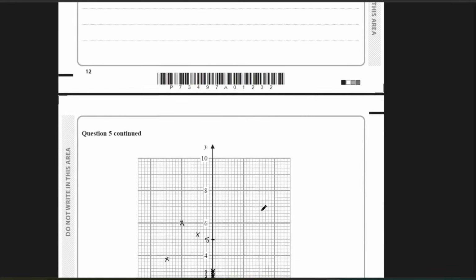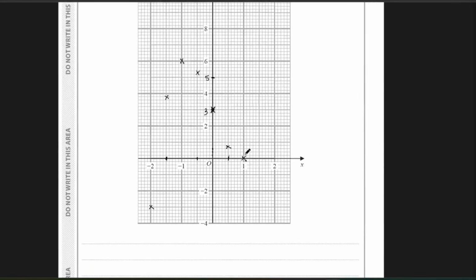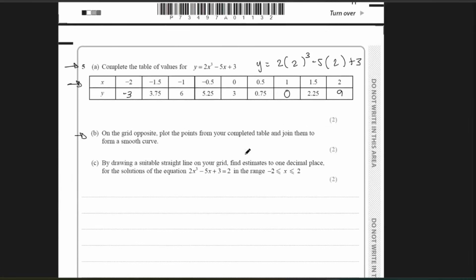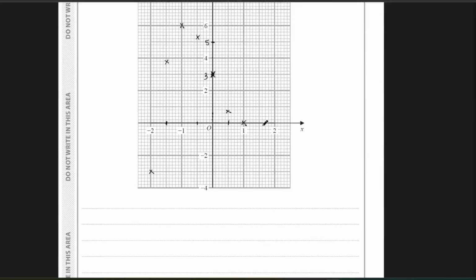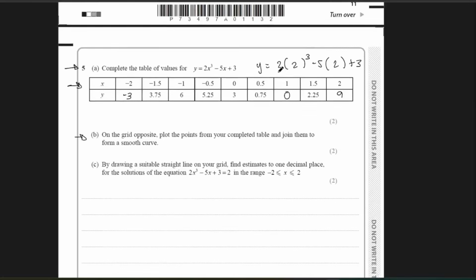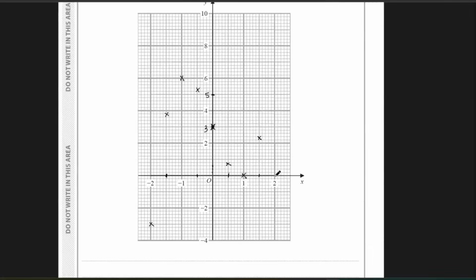And then 1, 0. 1.5, 2.25. And the last point, 2, 9. 2, 9 would be that. And we've plotted the points.